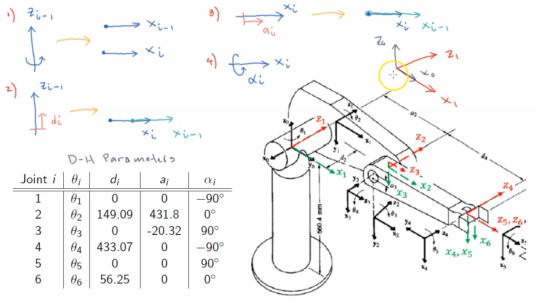Fortunately for us, for this particular case, the origins have already coincided. So therefore, we don't have to translate in X1. Therefore, A1 is 0. Okay?